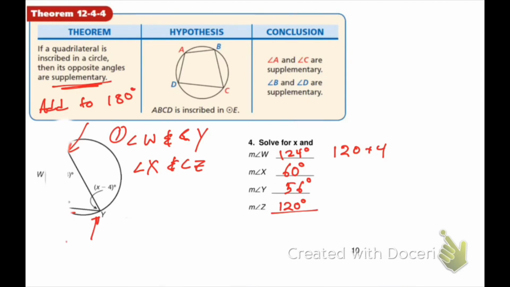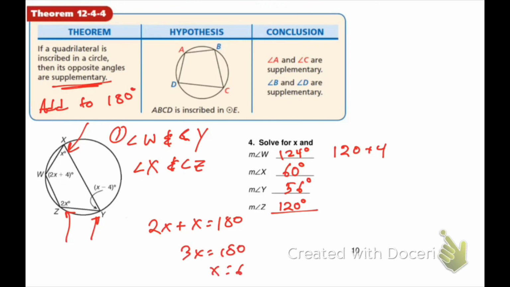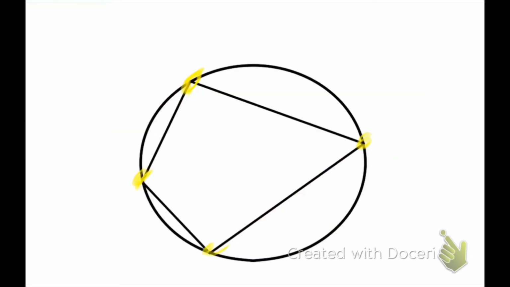But I could have also taken those two, added them up, and set them equal to 180. So I could have done 2x plus x is equal to 180, which gives me 3x equals 180, x equals 60. Now if that were a y or something, I could also solve for a different variable in that aspect. But they're supplementary, so you add them up, set them equal to 180, and then solve for the unknowns. And that is it.